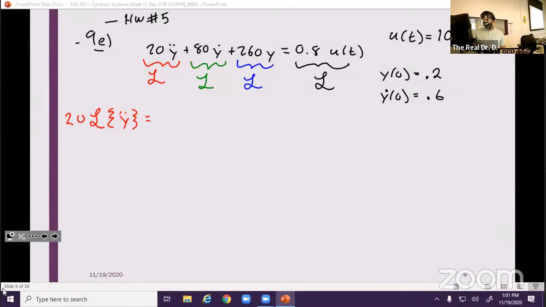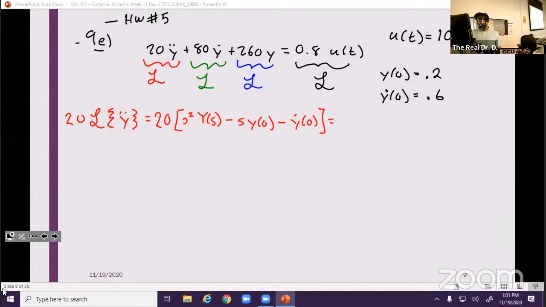The property of our Laplace transform is going to tell us that this is going to be 20 times, well, the second derivative, so that's to the 2. If I go through my property and use n equal to 2, I'll get s squared y of s minus s times y of 0 minus y dot of 0. And that's what we'll get out.